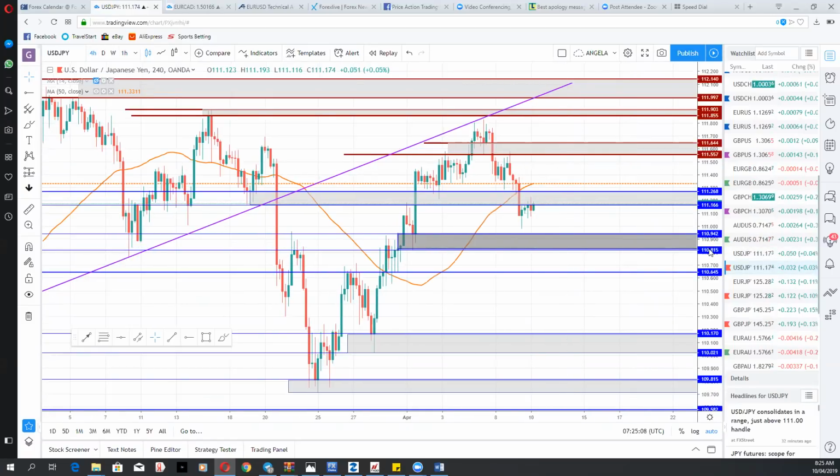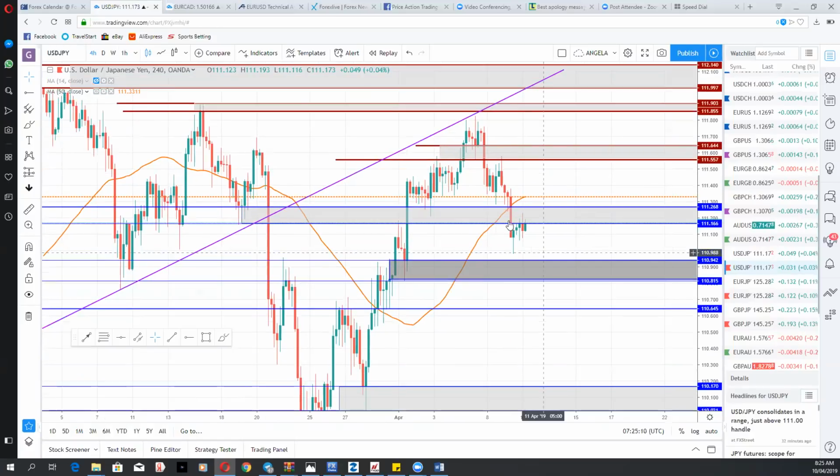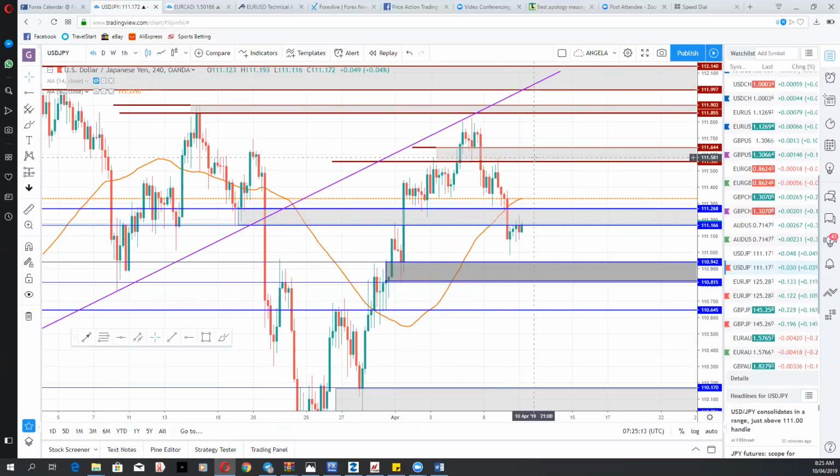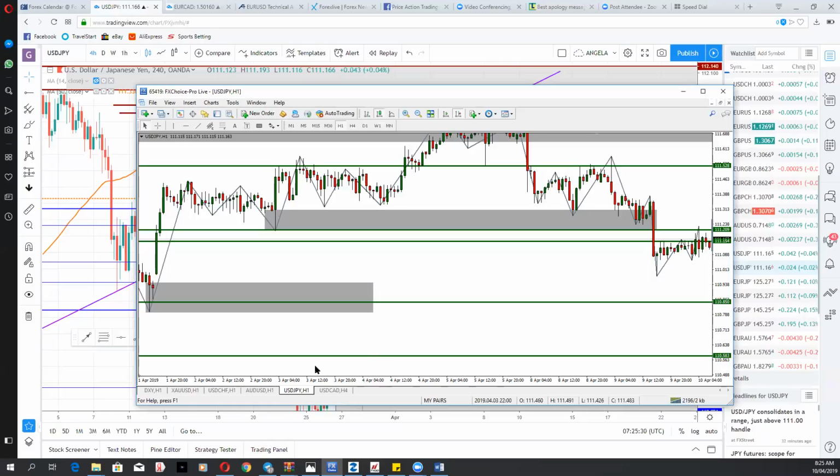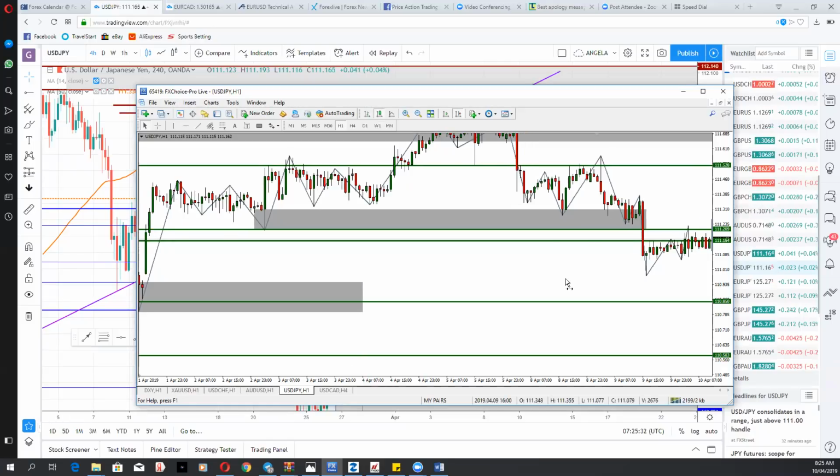So now this is the game plan. Price needs to correct a bit. So you have two options. Let me see. Let me pull up my MT4.